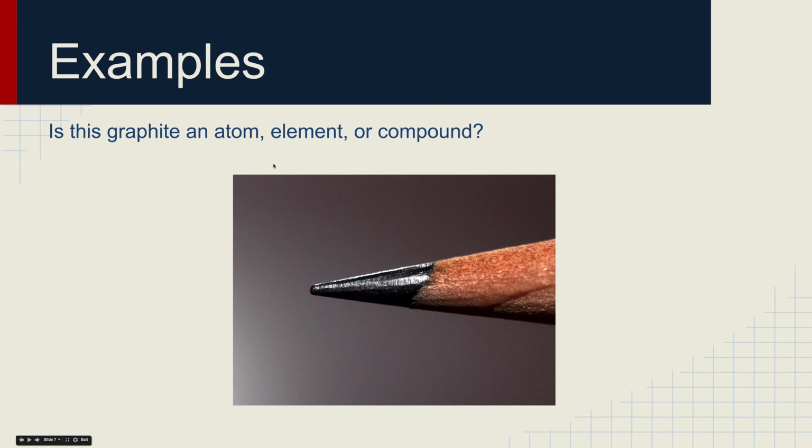For our last example, is this graphite an atom, element, or compound? So this graphite at the end of the pencil. It's going to be an element since it's all comprised of carbon atoms. So they're all the same atom bonded together. Alright, so now you know atoms, elements, and compounds.